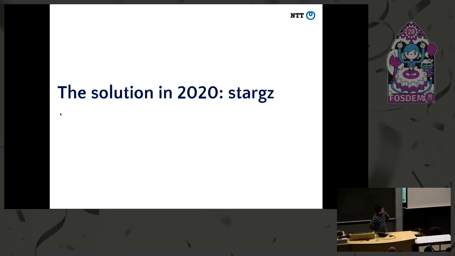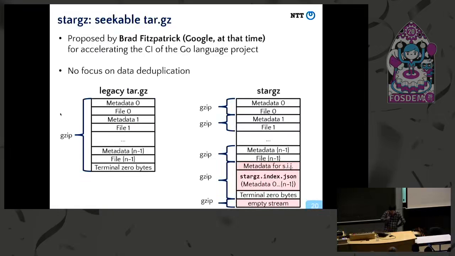So the new solution this year is Stargz. The Stargz format was proposed by Brad Fitzpatrick at Google, mostly for accelerating the CI of the Go language project. And it doesn't focus on deduplication. It only focuses on lazy distribution. The Stargz format is fully compatible with the legacy tarball format, but slightly different. In the legacy tar format, the entire archive is gzipped, but for Stargz, each file is gzipped, so the compression granularity is different.